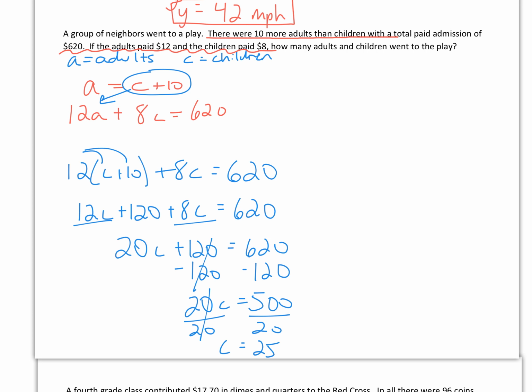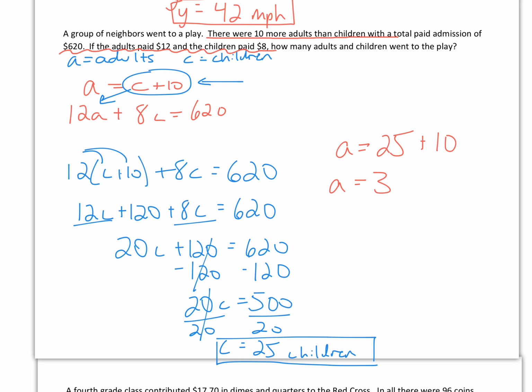So there are 25 children that went to this play. From there, I'm going to choose the first equation that we created to substitute in. A equals 25 plus 10. There are 35 adults.